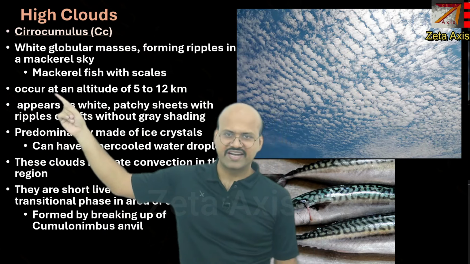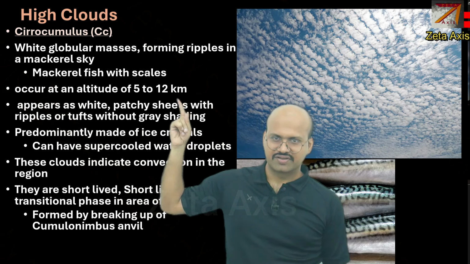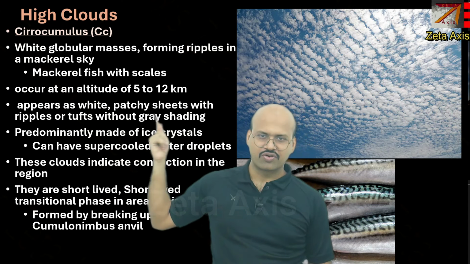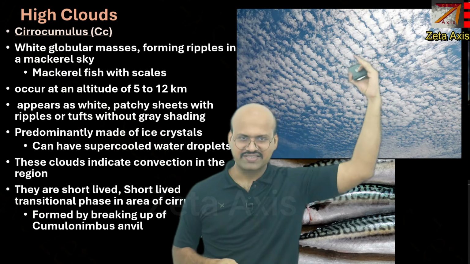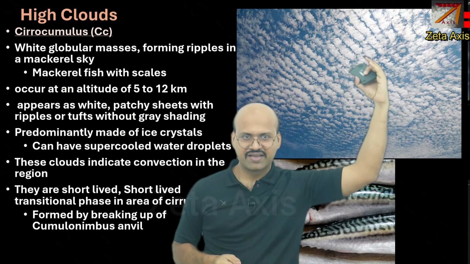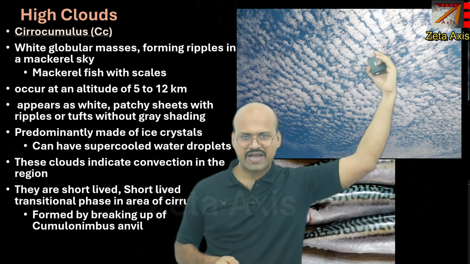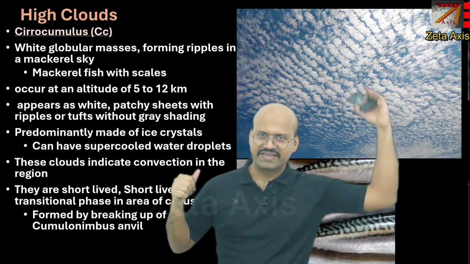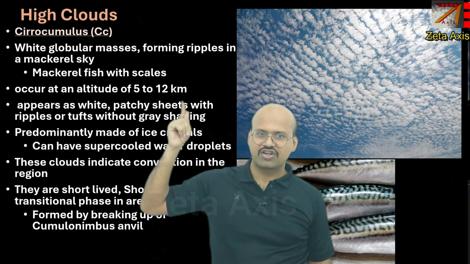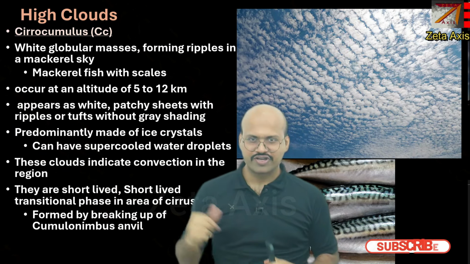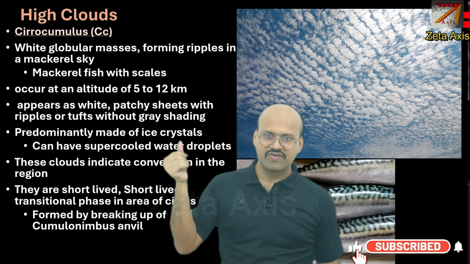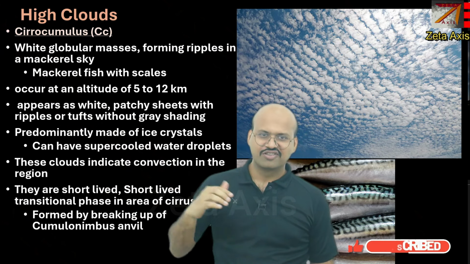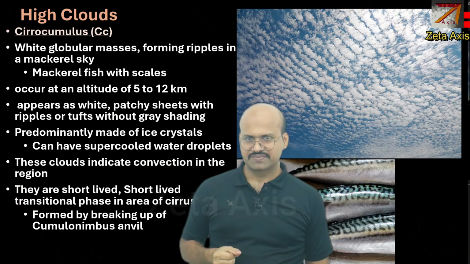They occur at an altitude of 5 to 12 km and appear as white patchy seeds with ripples or tufts without gray shading. So you can see that there is no gray shading because they are not very thick, and they are like these white patchy seeds. They are predominantly made of ice crystals. Again, it is at very high height, 5 to 12 km, where the temperature is below freezing point. So they are formed of ice crystals. They can have supercooled water droplets because of the low temperature in this region.